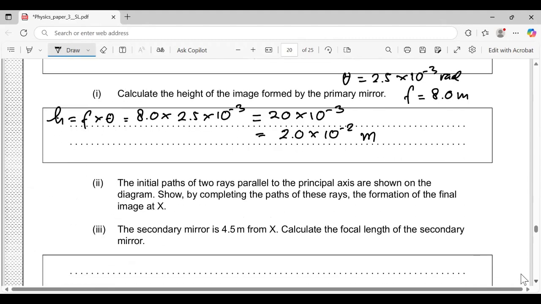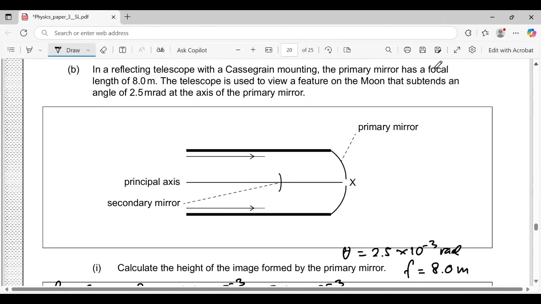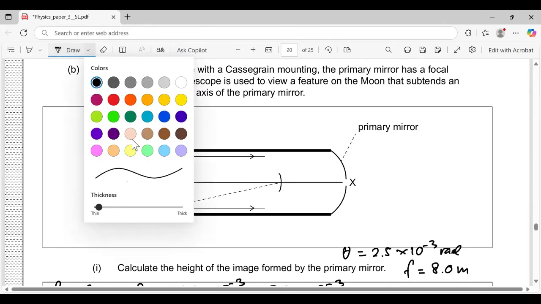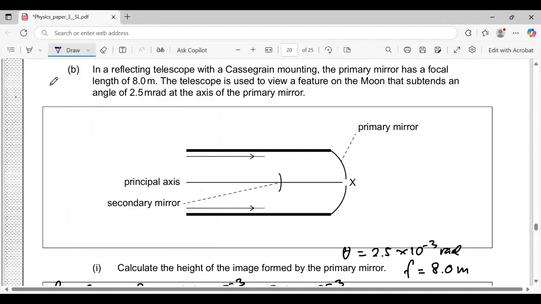Next question. The initial paths of two rays parallel to the principal axis are shown on the diagram. Show by completing the paths of these rays the formation of the final image at X. Have it in a different color. X is the eyepiece.